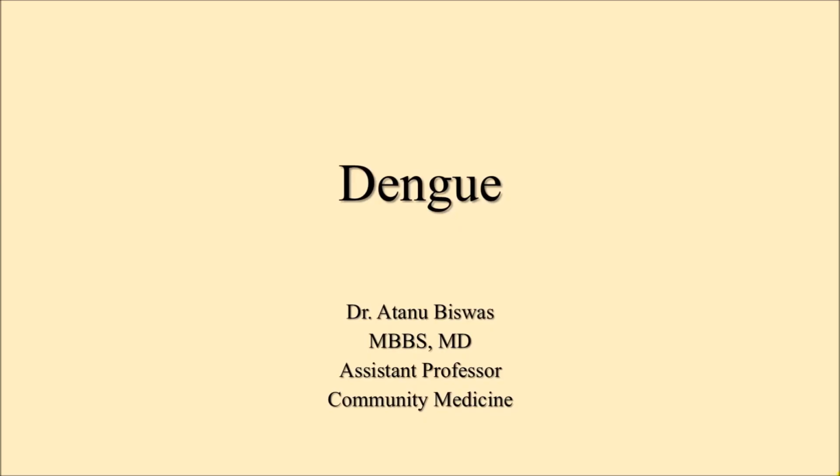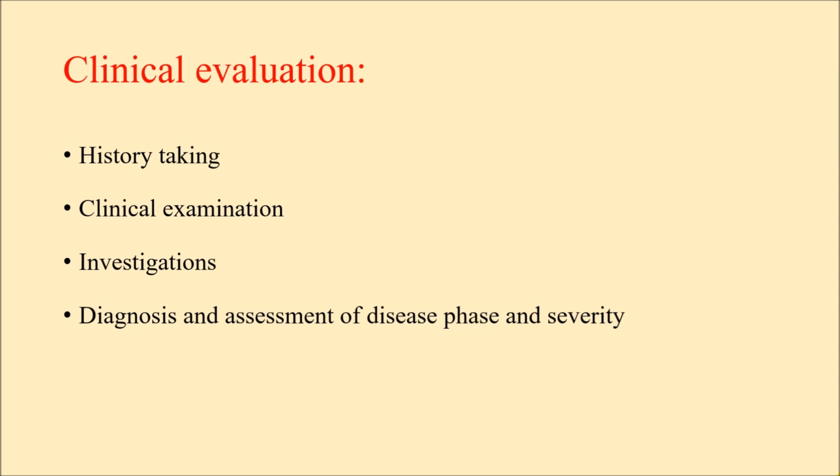In the last couple of videos, we discussed the clinical features of dengue hemorrhagic fever and dengue shock syndrome, and also the different pathophysiology behind all these clinical features. Today we shall talk about the diagnosis of dengue and what are the necessary investigations to be done in a patient of dengue. The clinical evaluation of such a patient includes detailed history taking, thorough clinical examination, investigation and also assessment of the disease phase and its severity.